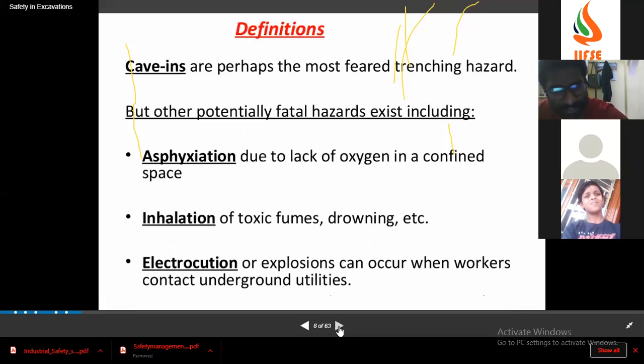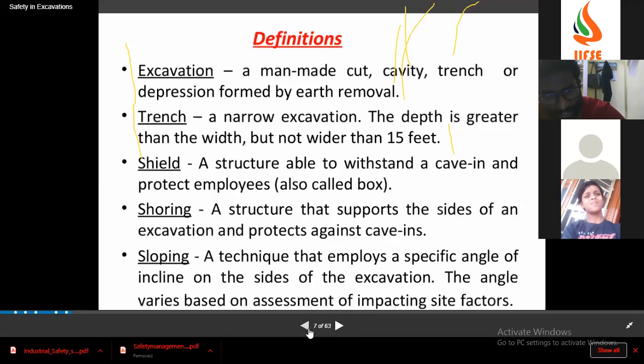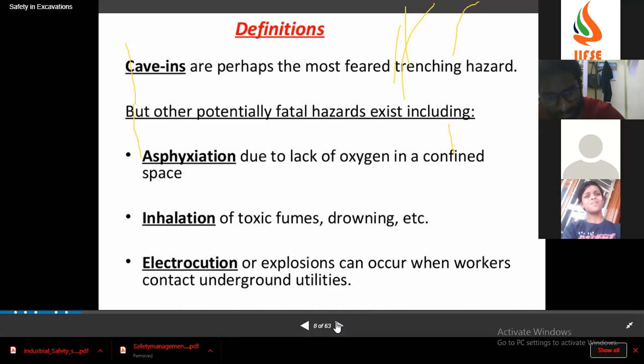This is cave-in, perhaps the most feared trench hazard. What are the potential fatal hazards? Asphyxiation due to lack of oxygen in a confined space. If a cave-in happens, the person dies of suffocation. Inhalation of toxic fumes, drowning.